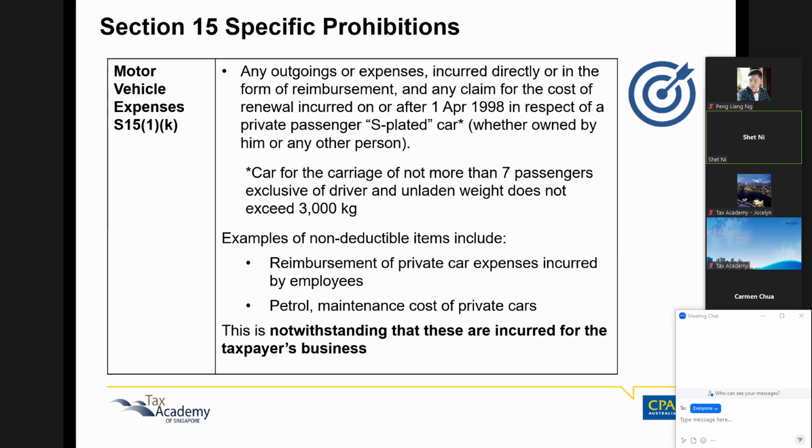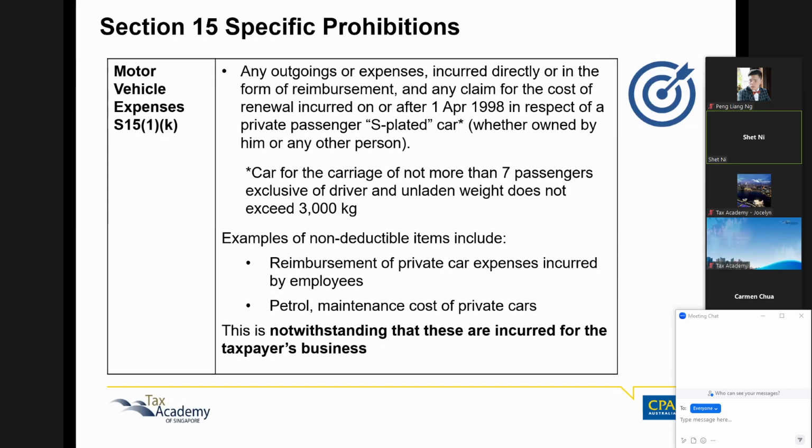Okay, to put it in short, mainly if it is like those normal type of car that is not for transporting more than 7 people, like your normal type of car. Estate is what you see most often on the road. Those normal type of cars are not vans, but those cars, generally they are not deductible. Okay, the expenses related to them, they are not deductible. So the thing to know is that sometimes for some people, it may not be that intuitive. So it's not just on the car alone. So it's also expenses incurred directly or in the form of reimbursement also.